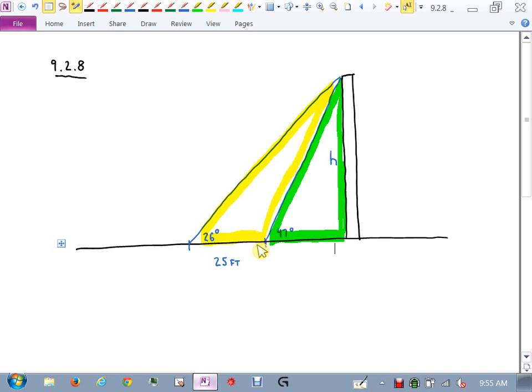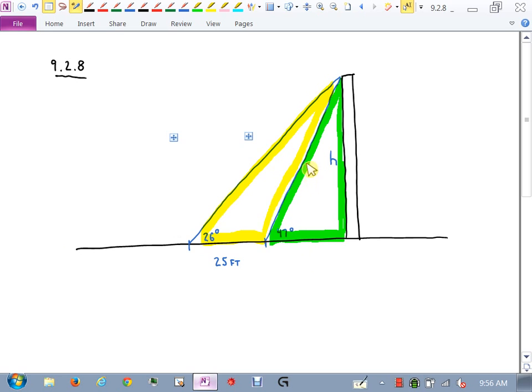If I knew this distance on the ground, right? If I knew the distance here, right? If I knew this right here, then I would have an angle, the adjacent side, correct? And the opposite side of 47. So I would know that tangent of 47 would be h divided by this side, correct? And I'd be able to solve for h if I knew that base.